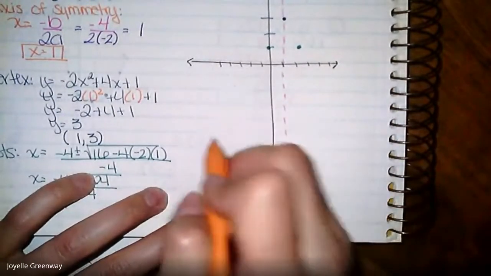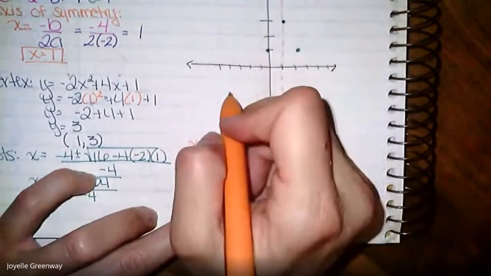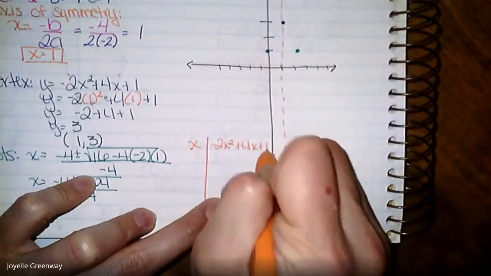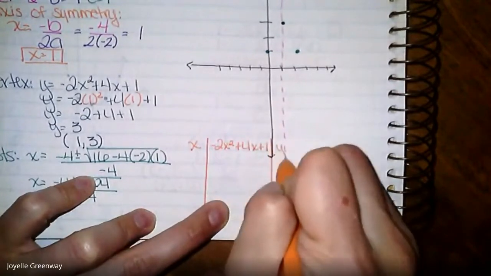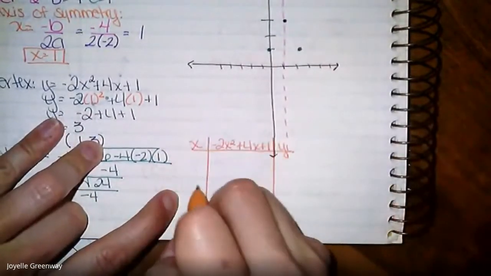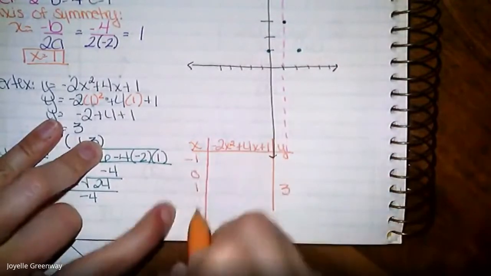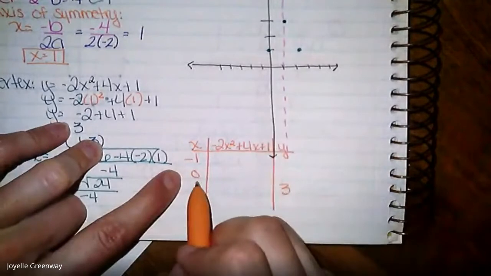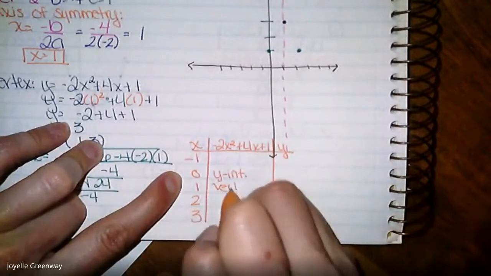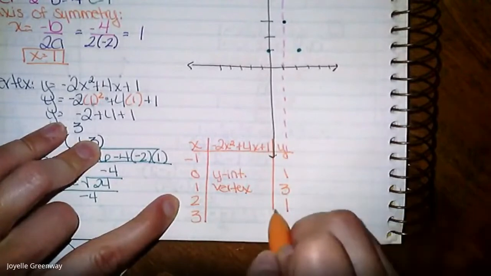So on my table, I have x, and then I have -2x squared plus 4x plus 1, and then I have y. So my vertex is going to be my middle value, so 1, 3, but then I also know 0, -1, 2, and 3, that at 0, because of my y-intercept, my y-intercept is at 1, so that means that at 2, my value is also 1.